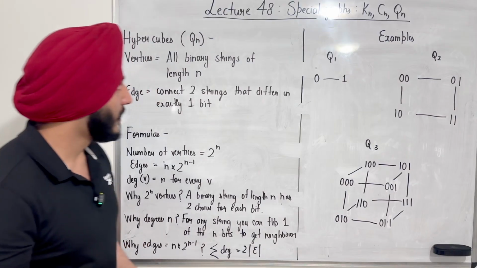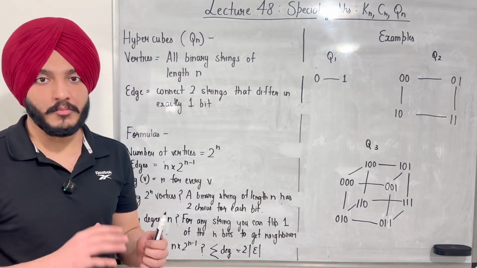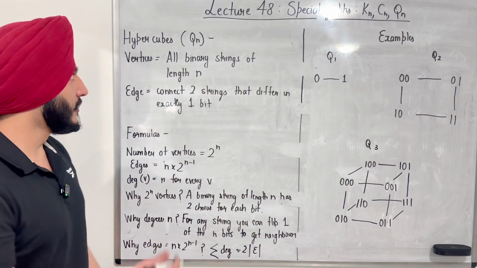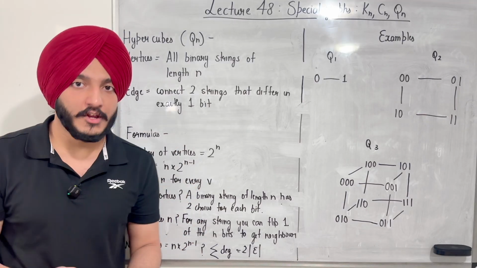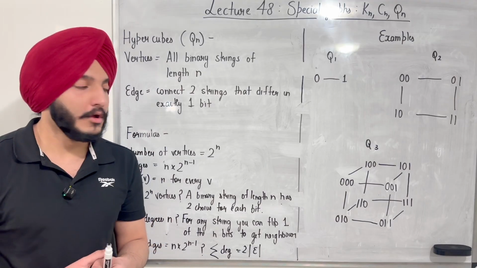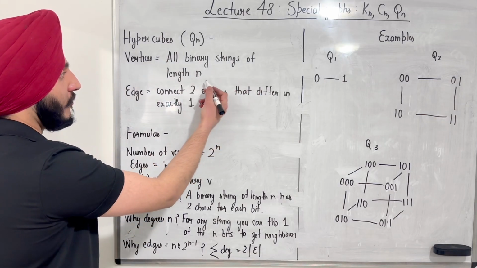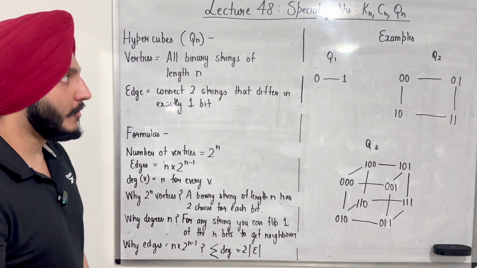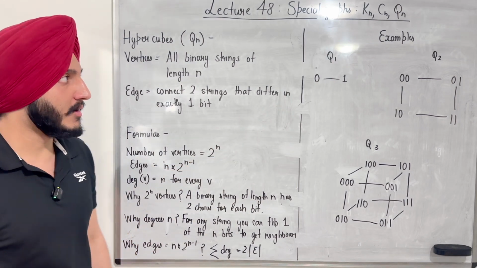Okay, everyone. Now let's understand hypercubes. This is going to be a bit tricky to understand, but it wouldn't be too bad. So let's start with understanding what hypercubes are. The idea is that instead of just A, B, C, D, and whatever, you're using bits now. So vertices are basically all binary strings of length n. Let's think about this. I've just given these examples, so let me explain each of them.